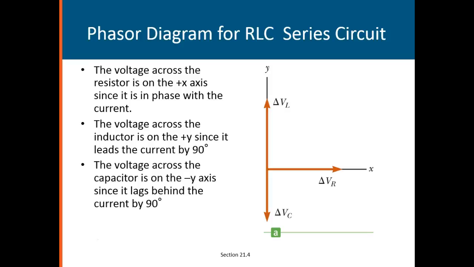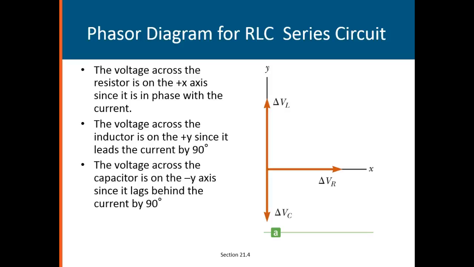Now, here's how we would start and set up. The voltage across the resistor is on the x-axis because it's in phase with the current. And the current starting out at 0. So the delta V across the resistor would start at 0. The voltage across the inductor is on the positive y-axis because the voltage leads the current in the inductor. The delta V across the capacitor is on the negative y-axis because the delta V lags the current in the capacitor.